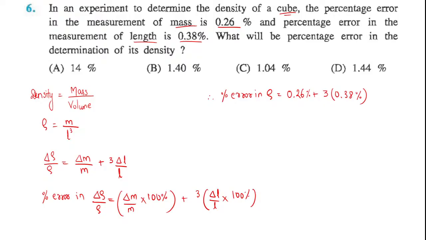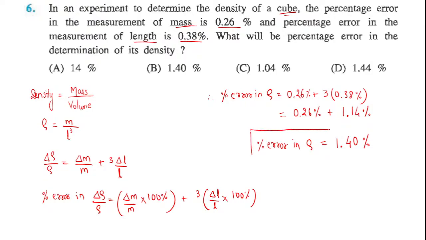So firstly, 3 times 0.38 will result into 1.14. So I'll write down 0.26% plus 1.14%. When I add it, my final answer will be 1.40. See, the answer is percentage error in density, I mean. So 1.40 percentage, it's my final answer.